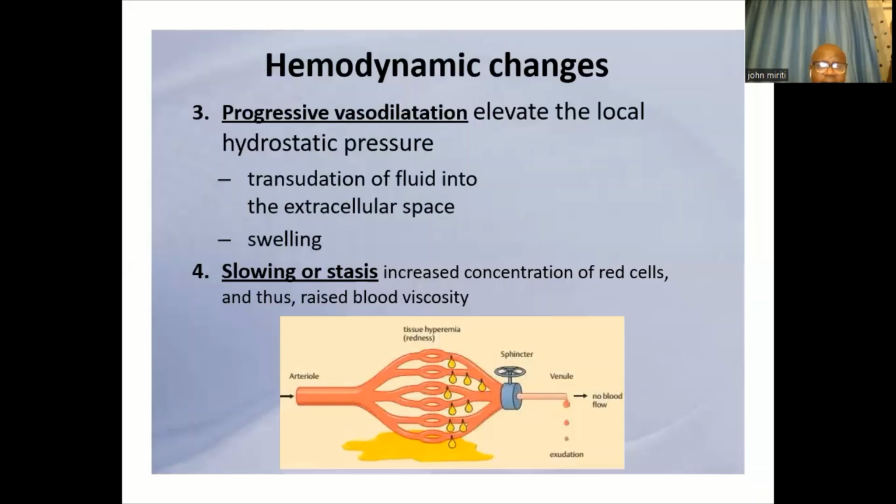Then the fourth one is slowing or stasis, and this is because there is increased concentration of red blood cells, which means the viscosity of blood at this point is high. You know, these red blood cells are the ones bringing oxygen to the site of inflammation, so that the cells which are fighting inflammation can have enough oxygen. So with stasis, the blood viscosity becomes high because the amount of red blood cells is high, and it is demonstrated by that graph there.